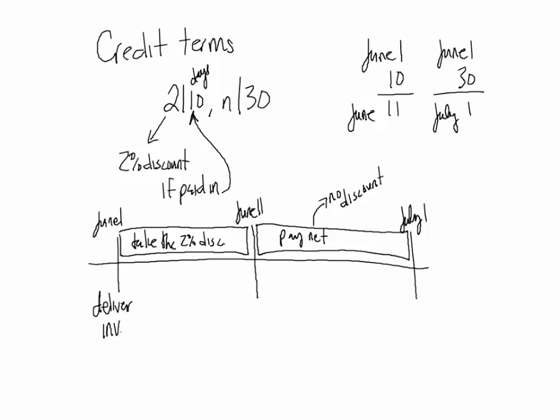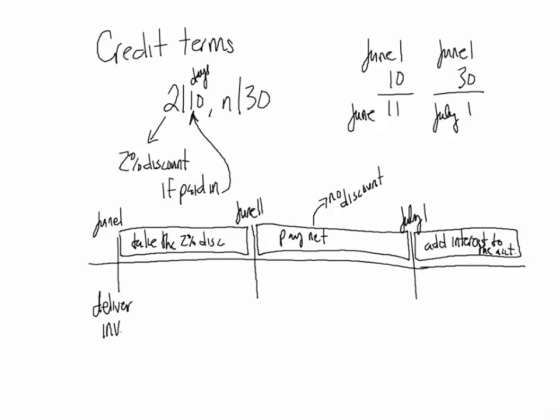Now what happens if they don't pay? What if they're in this period over here? Well, here's where we add interest to the account. This is where we start charging the customer, if we are the seller, interest on their overdue account, and we start chasing them down.